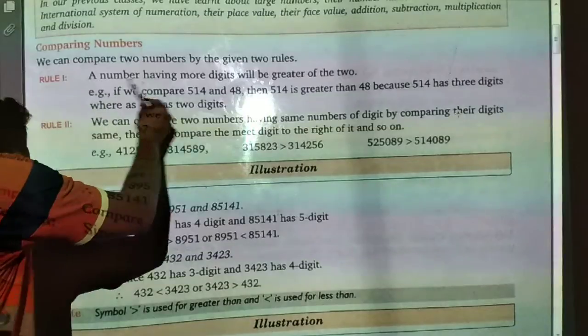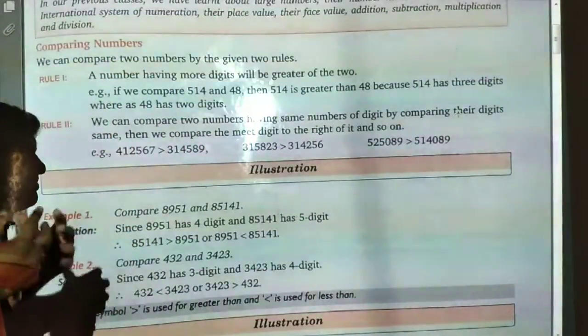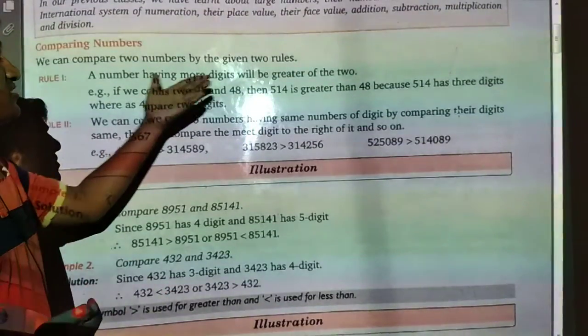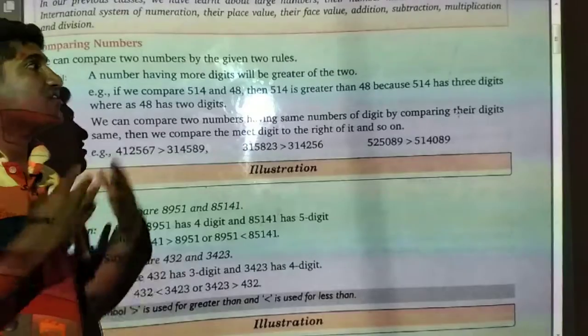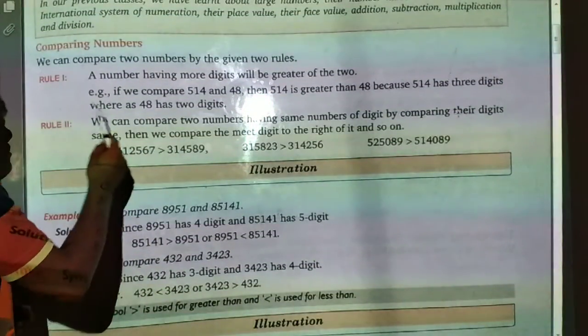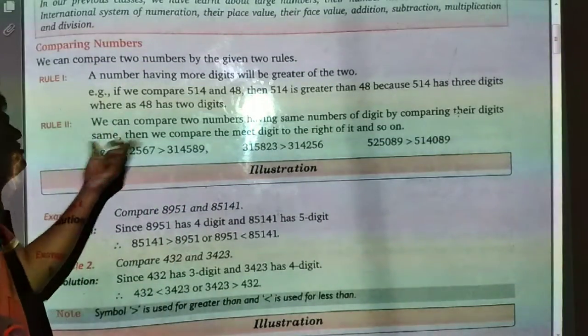The number having more digits will be greater of the two. If two numbers are present, then we will count the number of digits in the two numbers, and the number with the greater number of digits will be greater. This is the first rule. The second rule is that we can compare two numbers having the same number of digits by comparing their digits.